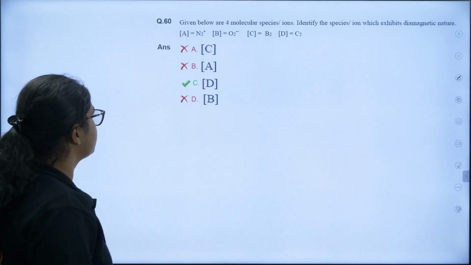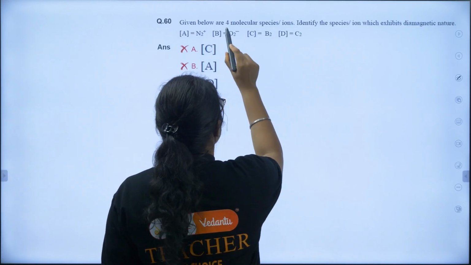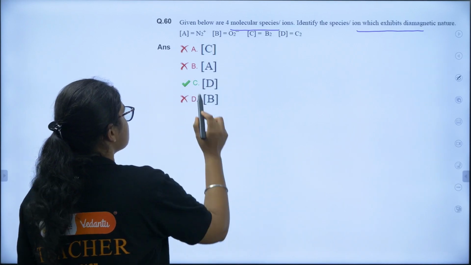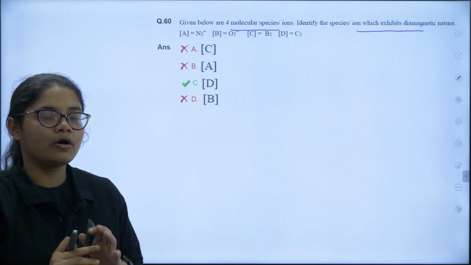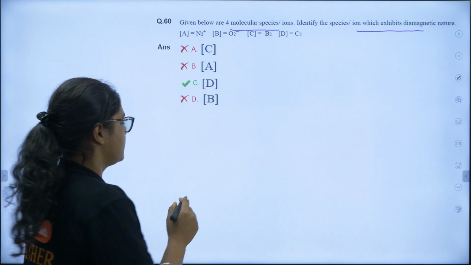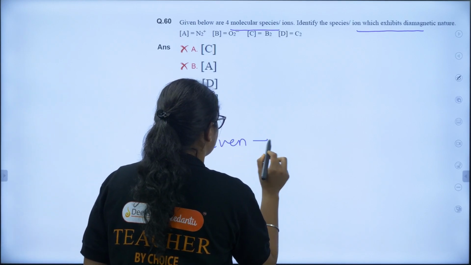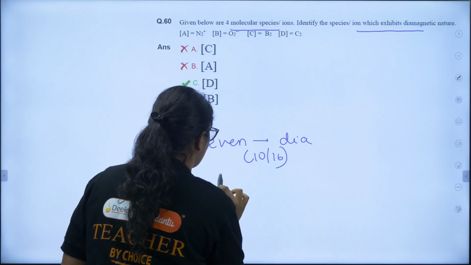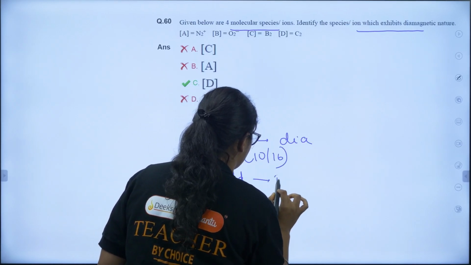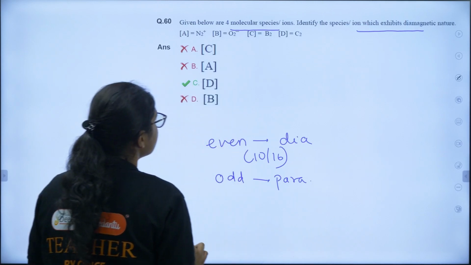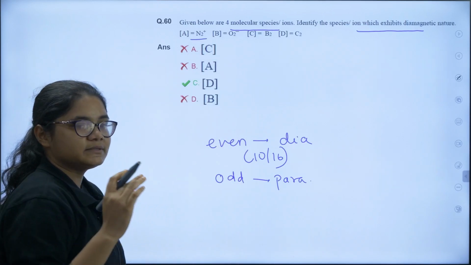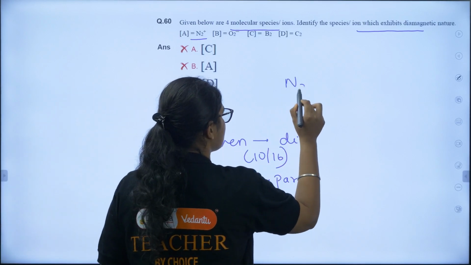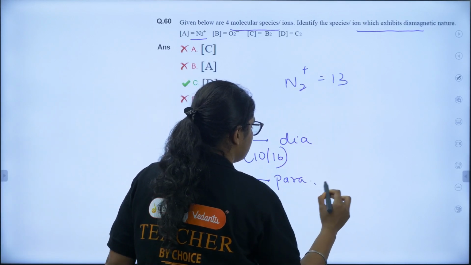Okay, now let us see the next question. Given below are 4 molecular species, identify the species which exhibit diamagnetic nature. So for diamagnetic nature, you know, if we have an even number of electrons, then it will be diamagnetic, except for 10 and 16, right? And odd number electrons will be paramagnetic, right? This one we know. So N2 plus is 7 plus 7, 14, and then 1 electron is less, so that is 13 electrons, so it will be paramagnetic.